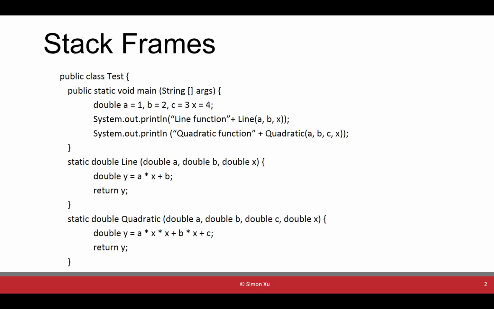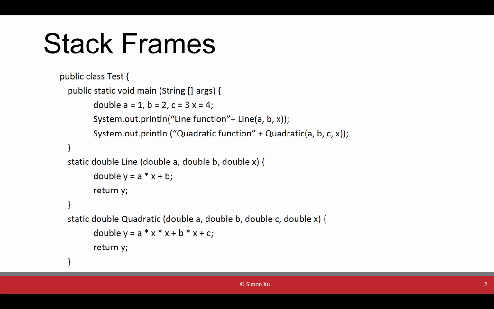Suppose we have a program class Test which includes the main method, a line method, and a quadratic method. As you see, in the main method, we create 4 local variables, and we have a method called line, and a call to the quadratic method inside the System.out.println.